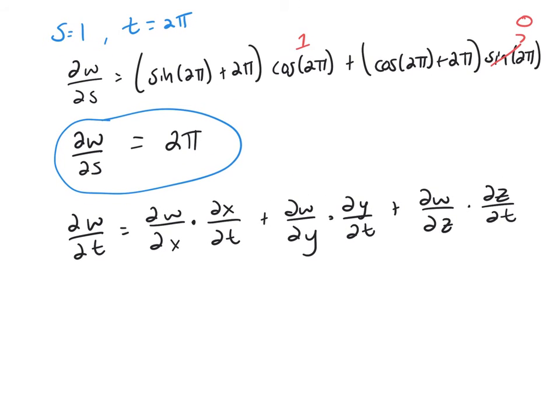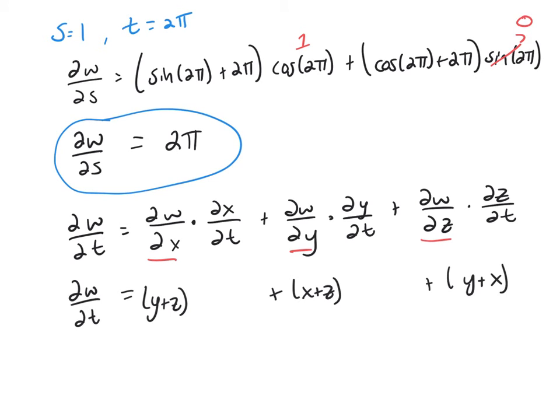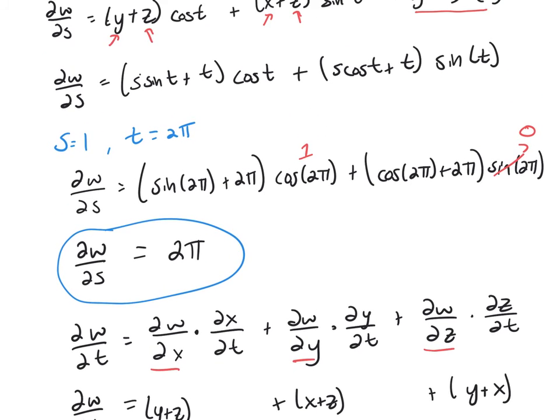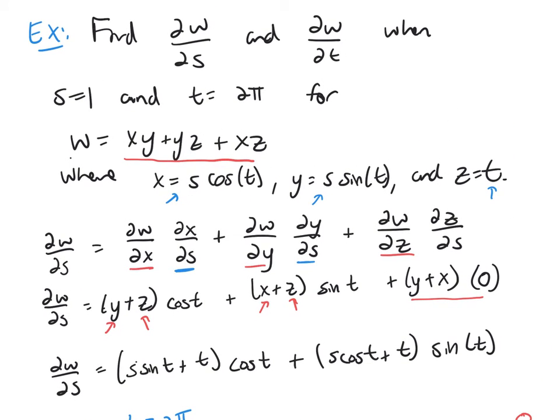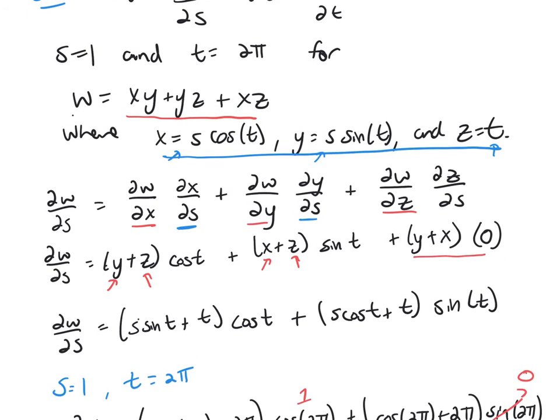So we found some of this stuff in our last problem. These 3 partial derivatives we've already calculated. Y plus z was the first one. X plus z was the second one. And y plus x was the next one. So these 3 I copied down from the last part. And now you're going to have to go back to your x, y, and z equations, which are, again, right here, and take the derivative with respect to t now.